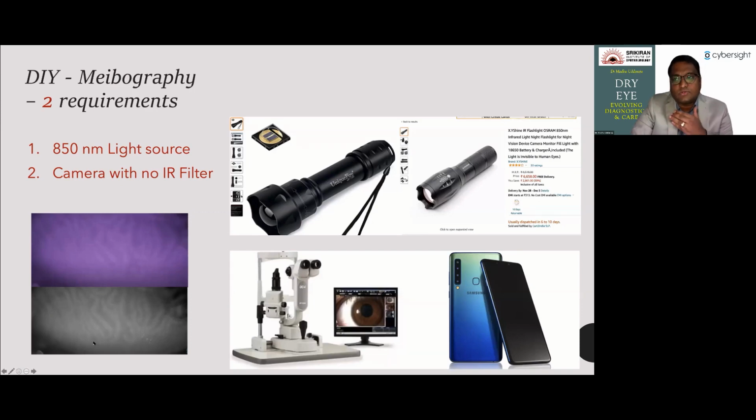Suppose you don't have access to any of this, even then it is fine. You can just buy an infrared light source that is hardly $100 online. The specification should be that it should be an 850 nanometer light source, and the camera should not have an infrared filter. Most of the Samsung cameras or slit lamps with imaging systems will not have this IR filter. So once you shine this light, this is how you can get those images beautifully taken with a simple torchlight illumination and a camera with infrared lighting without a filter.